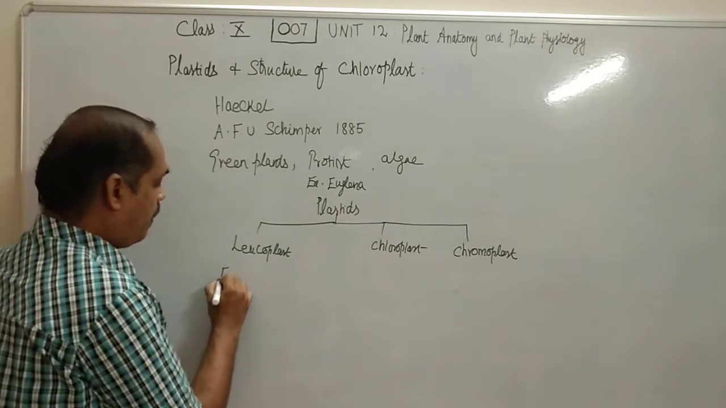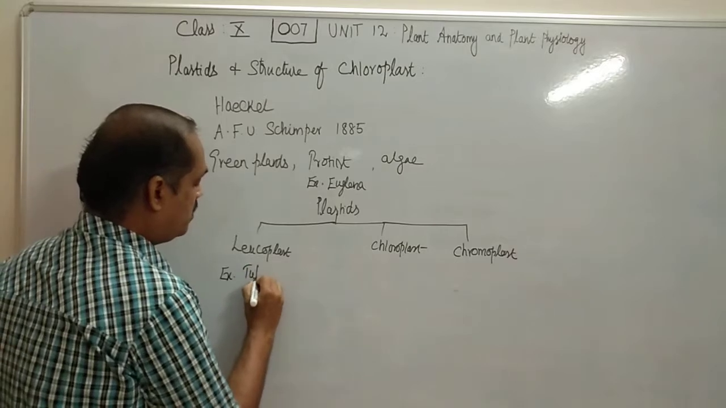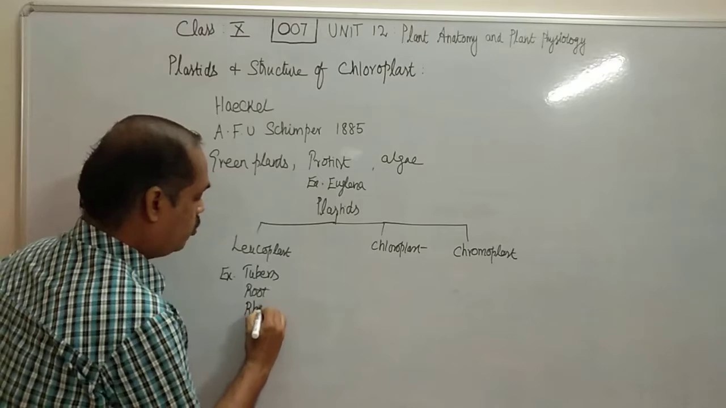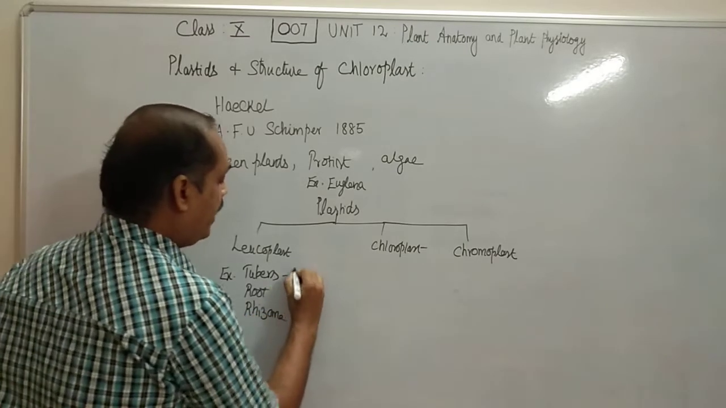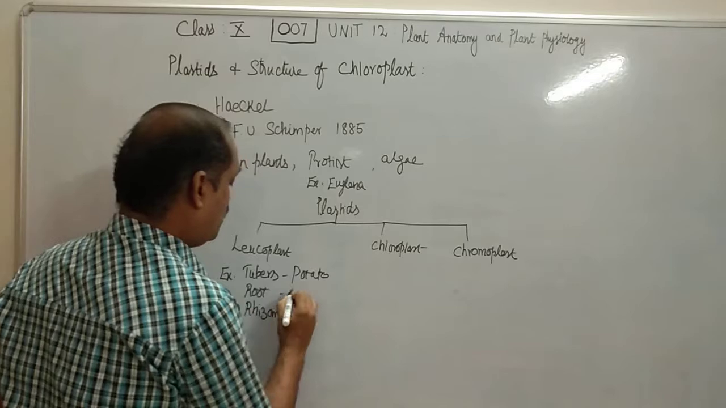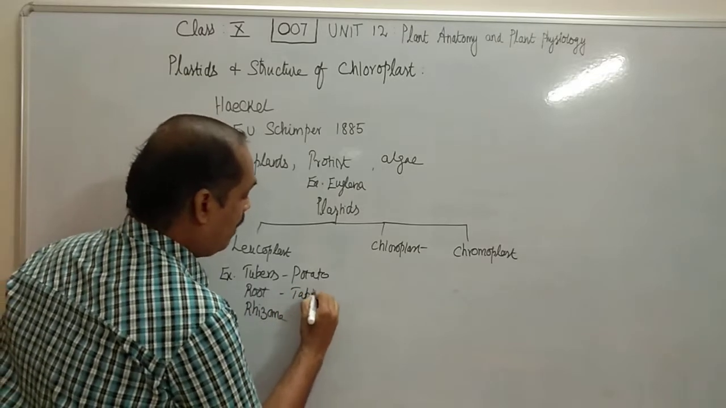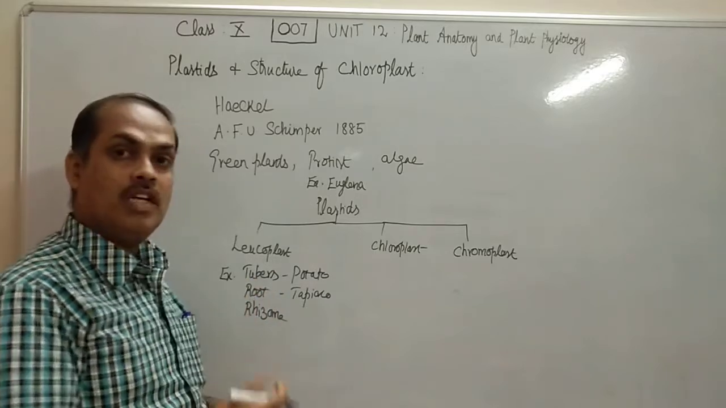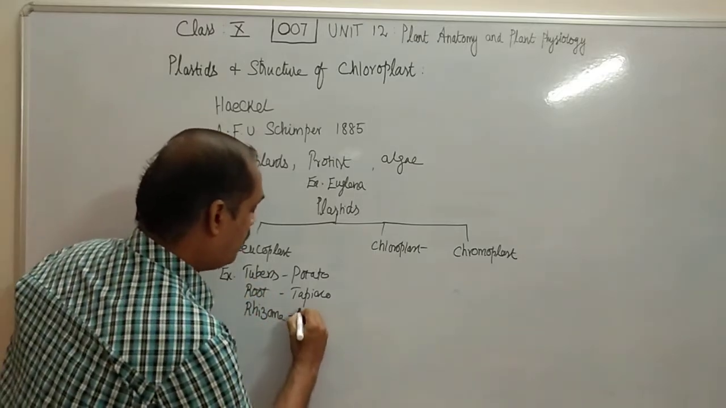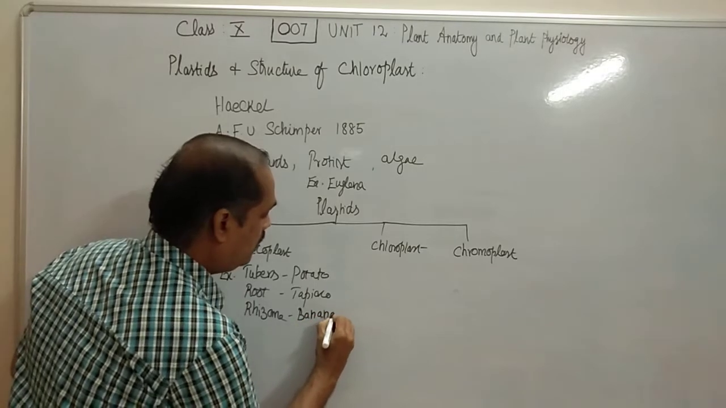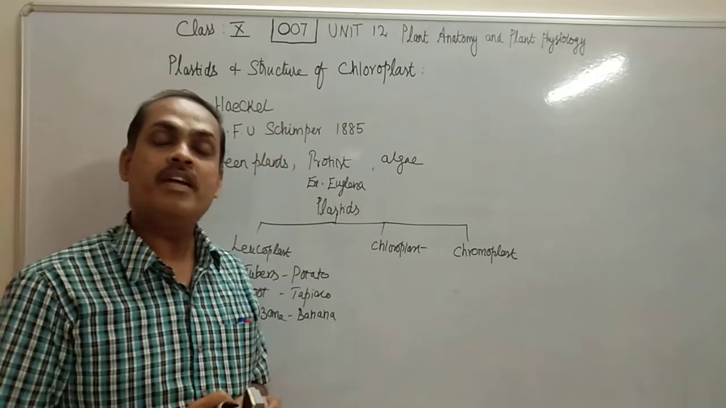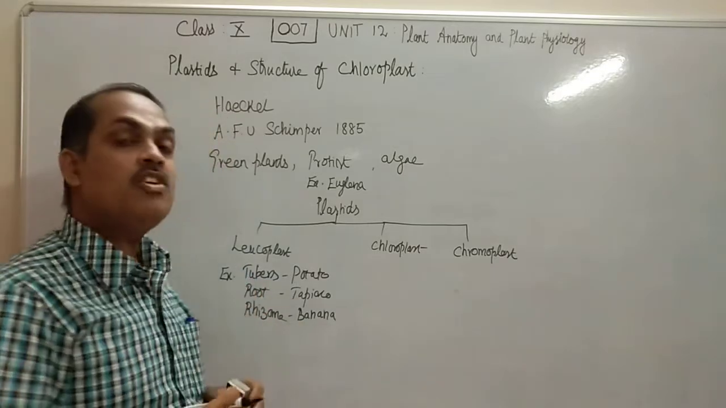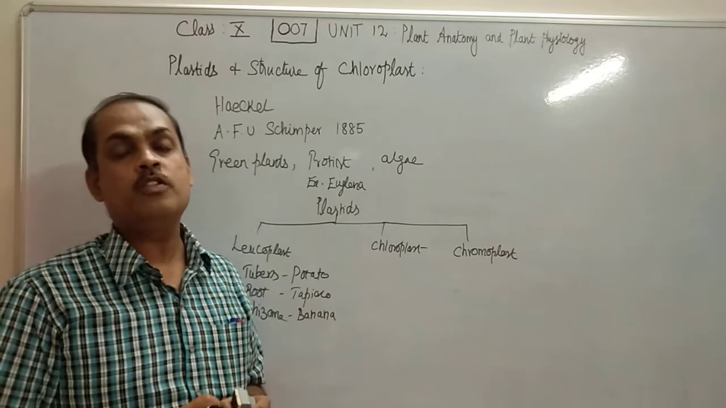For example, tubers, root and rhizome. Tuber, example, potato. Root is tapioca. Tapioca is nothing but tapioca chips, that is tuberous root, which is colorless, and rhizome is banana. The real stem of banana is under the ground called rhizome, which is also colorless. So the function of leucoplast is storage of food material.